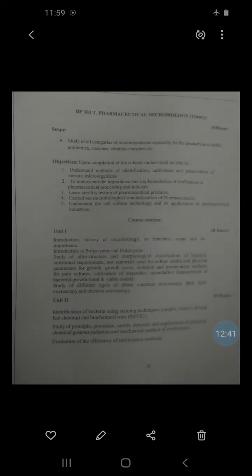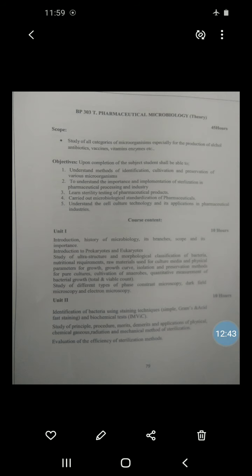Then we will see the factors influencing the efficiency of ethylene oxide. The factors are temperature, concentration, relative humidity, power of penetration and absorption. We will see them one by one. First, temperature.